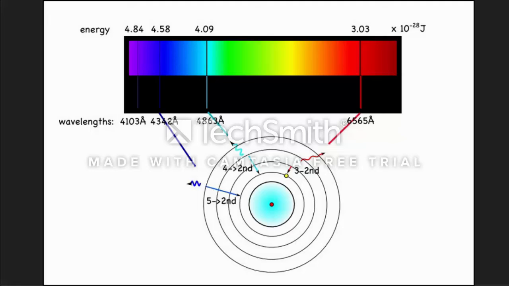So make note that energy and wavelengths are inversely related. As the energy goes up, the wavelength goes down.